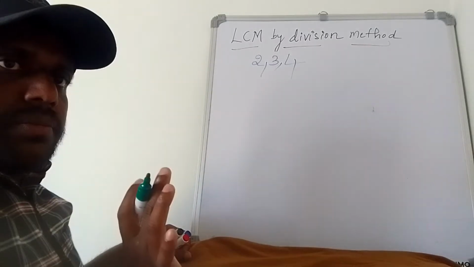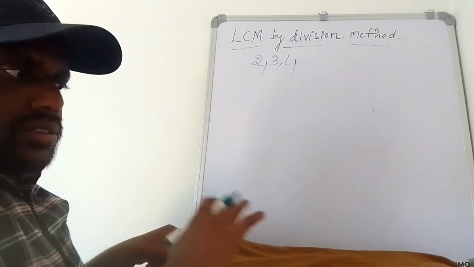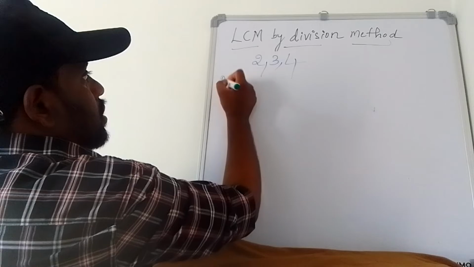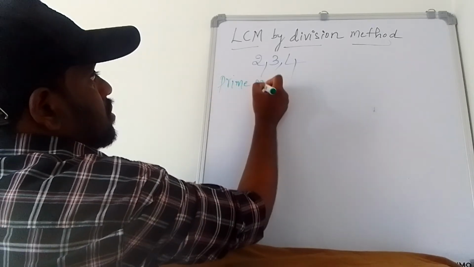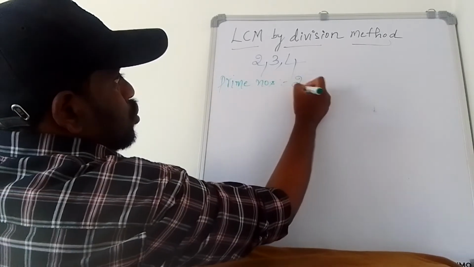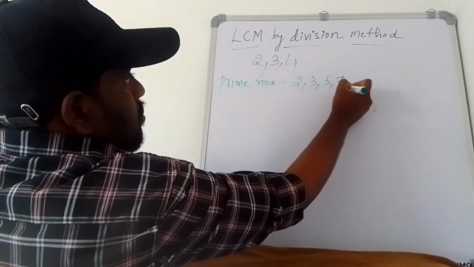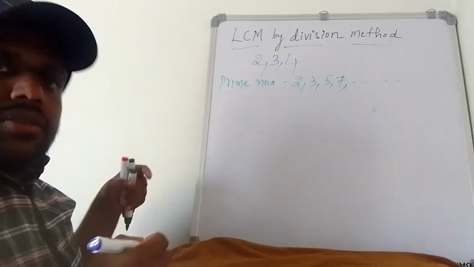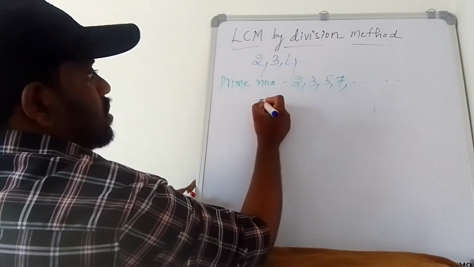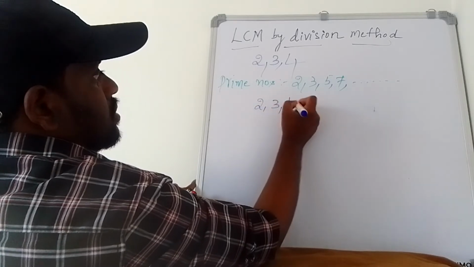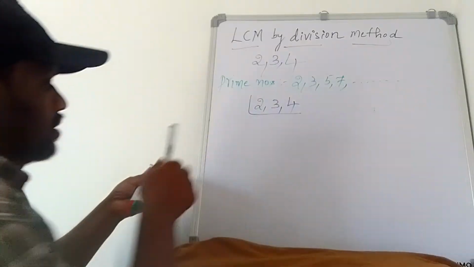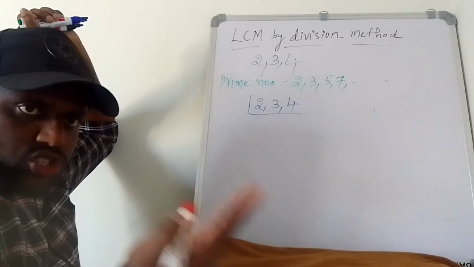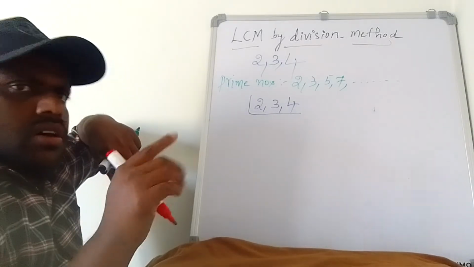As in the previous example, you take the sequence of prime numbers from least to highest. Same thing only. See, prime numbers: 2, 3, 5, 7, etc. As in the previous example, you write these given numbers in this format: 2, 3, 4. In the previous case, they had given two numbers. Here they have just given three numbers. That's all. The process is the same.